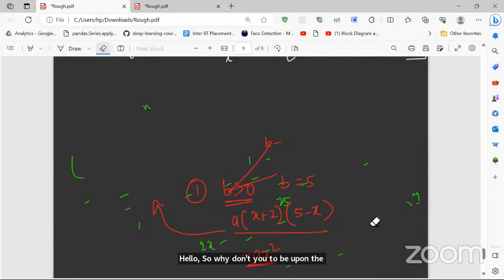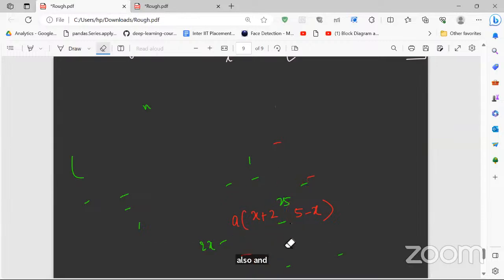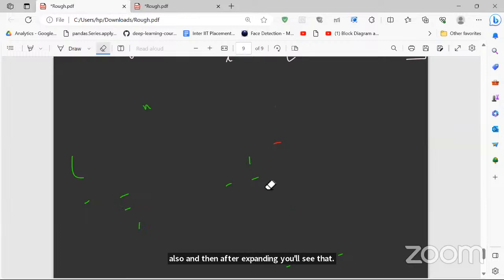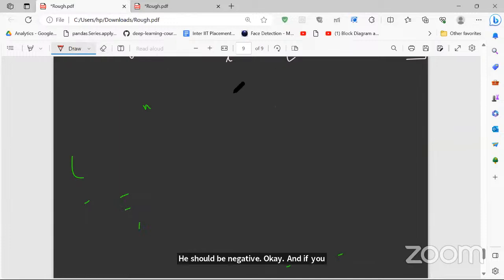You can expand it, and after expanding you'll see it. If you don't want to expand it, you can check for B also. From both conditions, you are getting the same thing: A should be negative. And if you want to expand that, just do the calculation. Now it will take a lot of time.